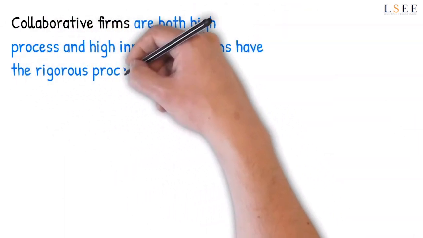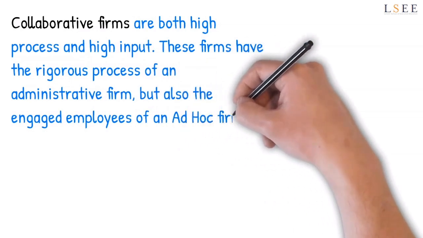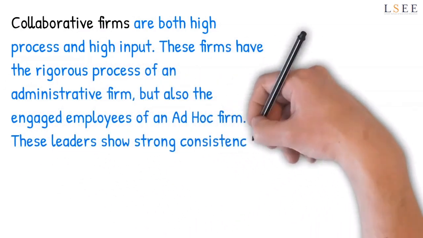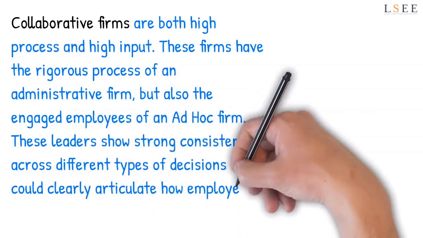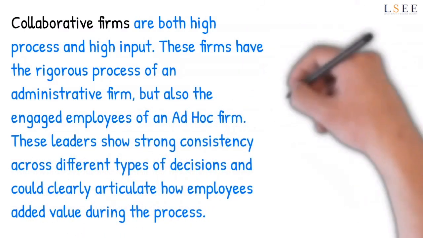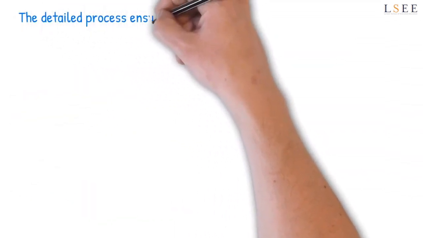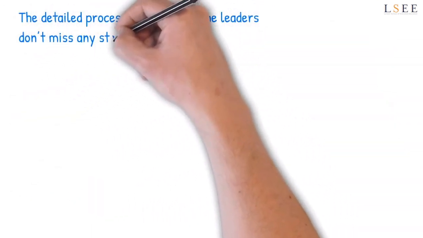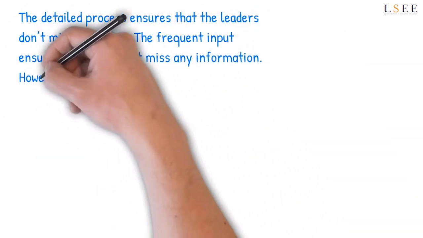These firms have the rigorous process of an administrative firm, but also the engaged employees of an ad hoc firm. These leaders show strong consistency across different types of decisions and could clearly articulate how employees added value during the process. The detailed process ensures that the leaders don't miss any steps. The frequent input ensures that they don't miss any information.